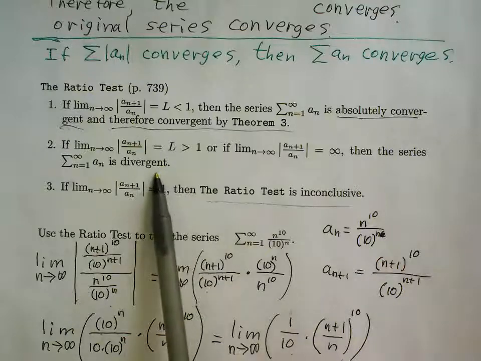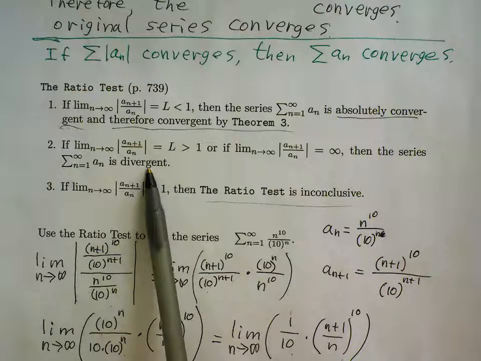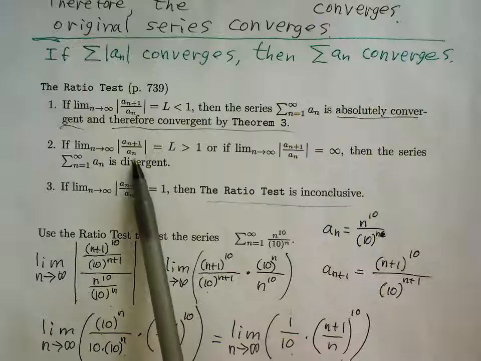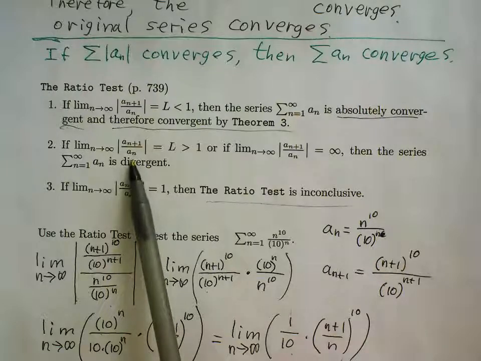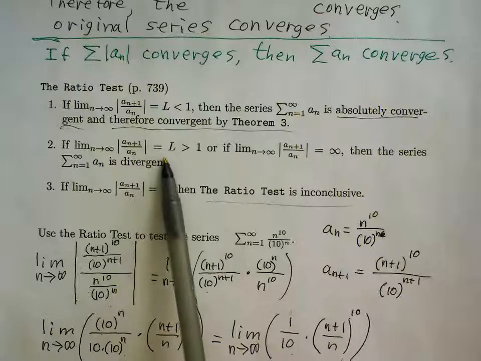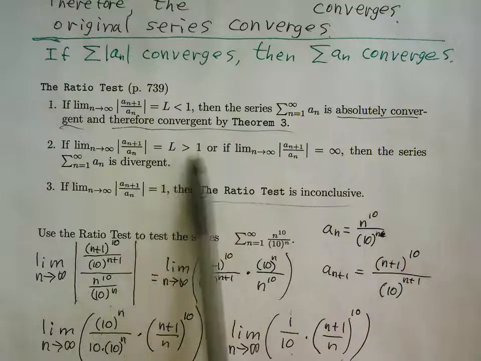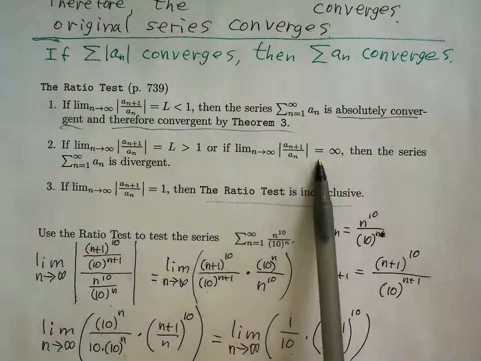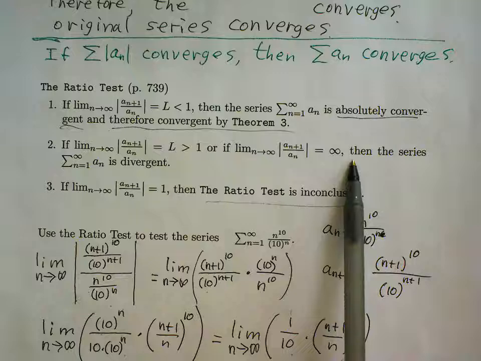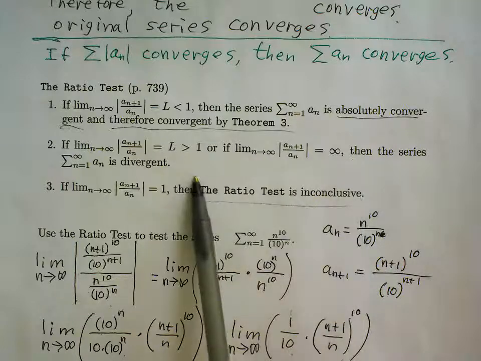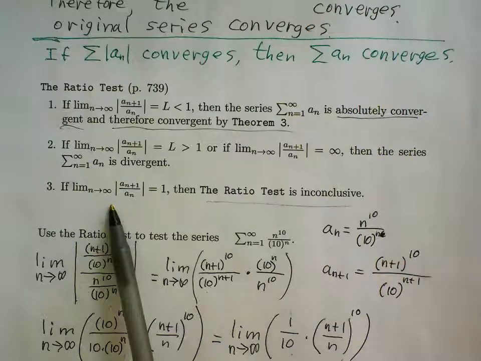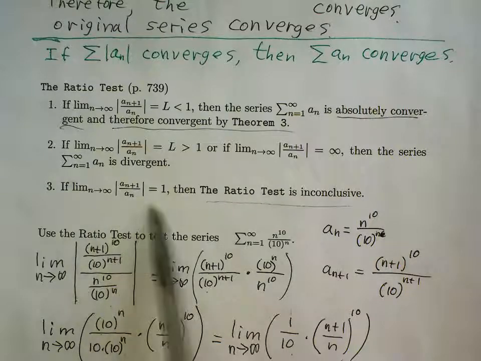But if the limit of the absolute value of a sub n plus 1 divided by a sub n as n approaches infinity equals a finite number greater than 1, or if that limit is equal to infinity, then the series is divergent. And if the limit of the absolute value of a sub n plus 1 over a sub n is equal to 1, then the ratio test is inconclusive.